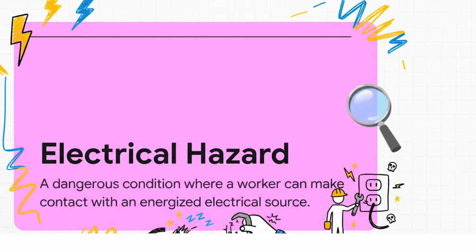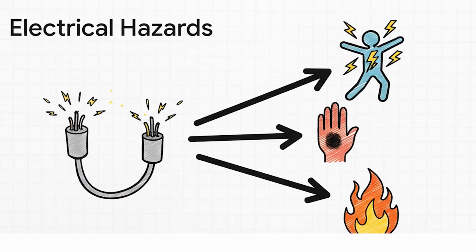These exist anytime there's a chance a worker could come into contact with a live electrical source. And please remember, this isn't just a risk for electricians. This is a potential danger in pretty much every single workplace you can think of. It can be something as simple as an exposed wire or a bad connection. But the result can be a severe electric shock, terrible burns, or even a full-blown fire. You just can't afford to underestimate the power of electricity.